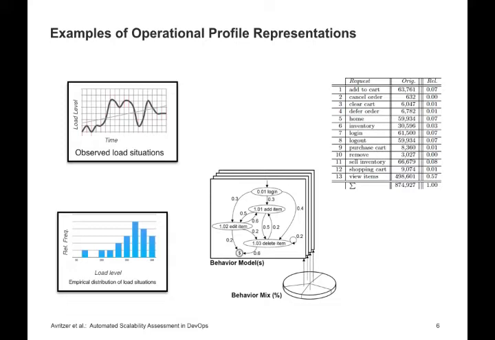The operational profile is a quantitative characterization of how a system will be used. It supports increased productivity, performance, and scalability if testing is prioritized, taking into account operational usage. The slide illustrates some of the several ways the operational profile can be represented: as a load versus observed load situation, as a histogram, using behavioral models and mix, or as a table.